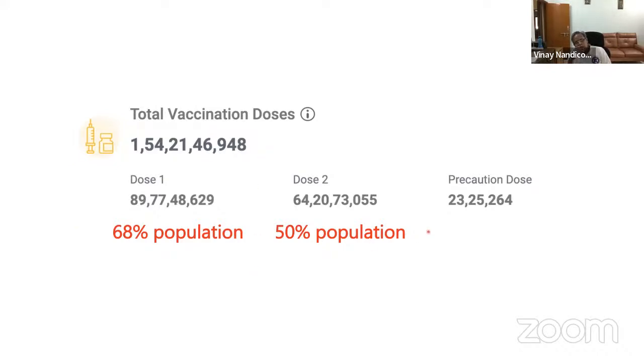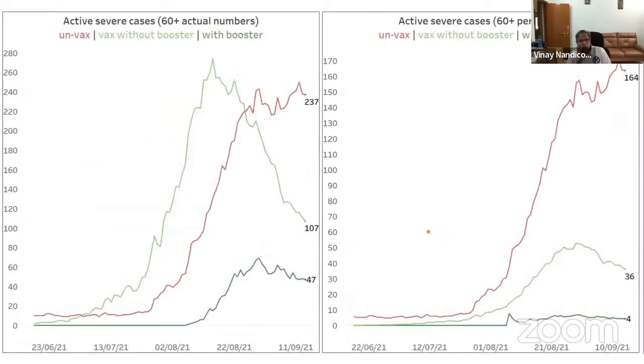Now, as of yesterday, the precautionary dose, the booster dose, has started and almost 23 lakh people have already taken booster doses. So does it protect? I'm sure it's one of the questions. If you look at this graph, unvaccinated are in red. A lot of unvaccinated people get more severe cases compared to those vaccinated without boosters or with boosters. Boosters do help because they increase the concentration of antibodies and many other things. It makes recognition all the more effective all over again.